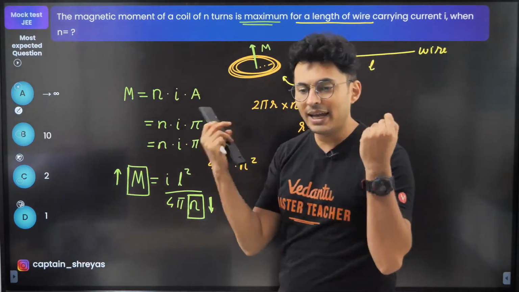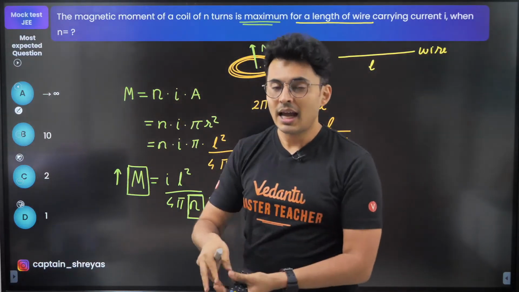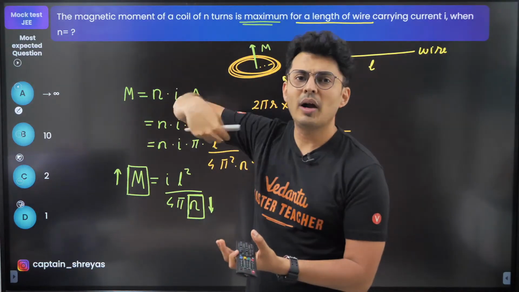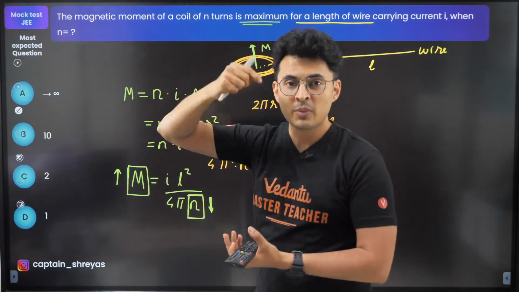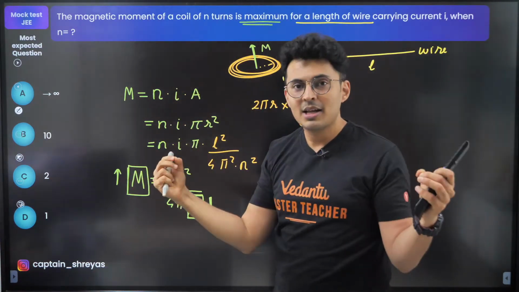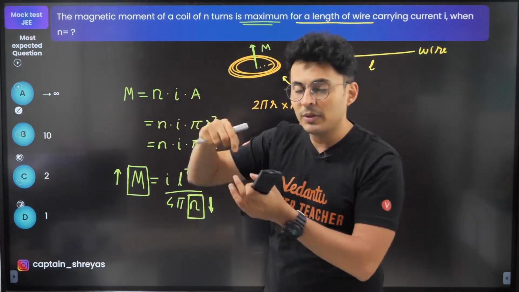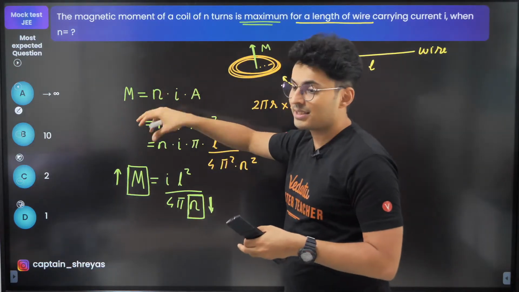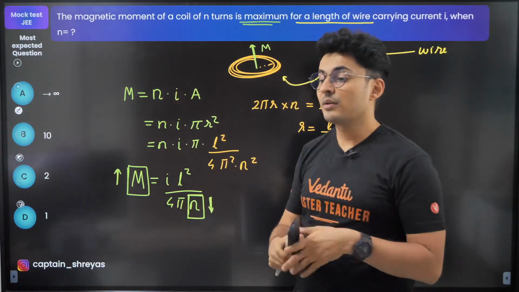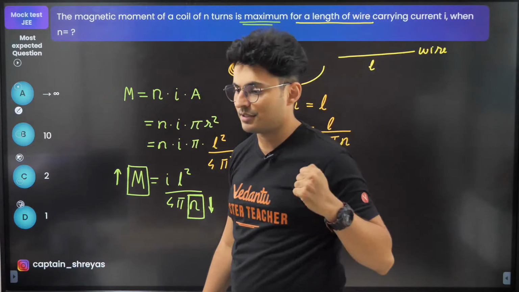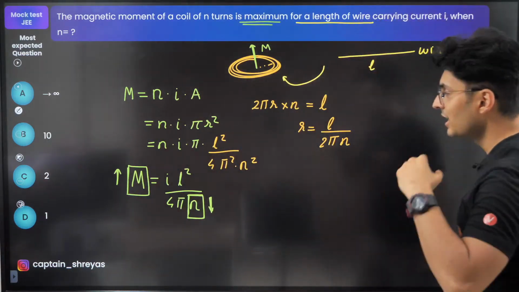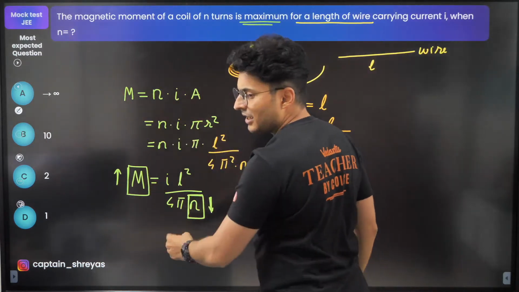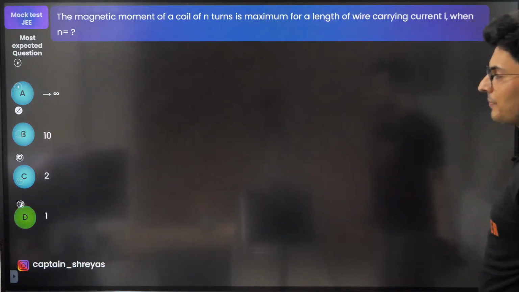The reason is the wire's length is given fixed. Actually, when you increase the turns, the magnetic moment increases if you have an unlimited supply of wire. But if you have a limited supply of wire, then when you turn the same length around, the radius will shrink and the area will shrink. That's why the magnetic moment will go down if you increase the turns. That's why it's a brilliant question. It's against intuition. You feel that the correct option should be A, but actually it is D.